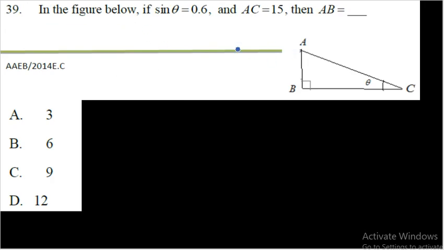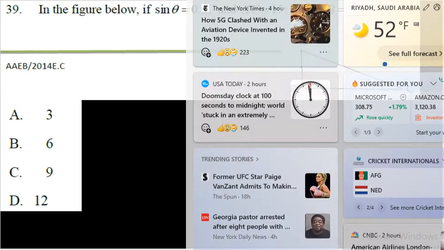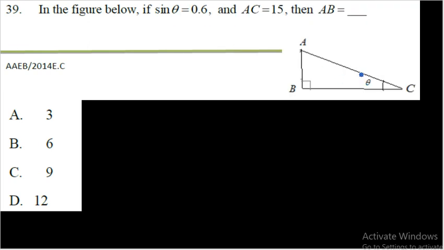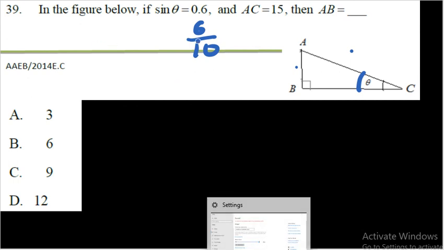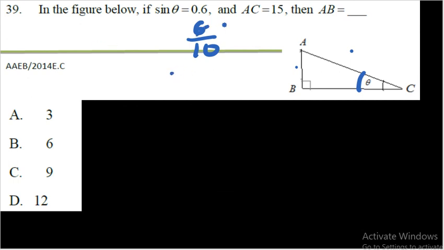Question number 39, here it says sine theta is given. This angle, the sine value is given. The sine value means opposite over hypotenuse. First of all, what does 0.6 mean? It is the same as 6 over 10. So we can simplify it by 2 and write it as 3 over 5. But AC is given to you, 15. This length is given to you, 15.